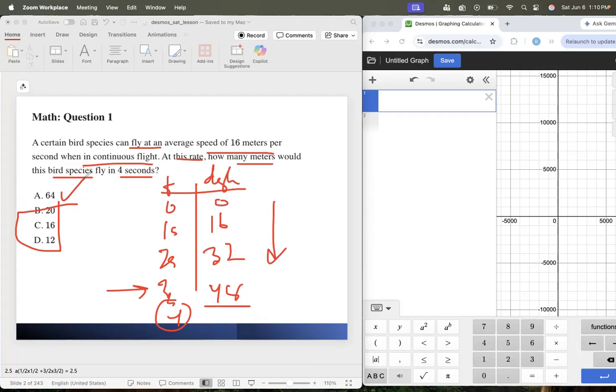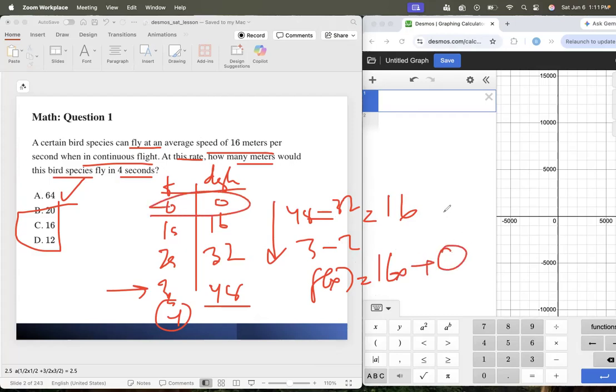But it's actually a linear function. You can find the gradient based on what? If you pick two numbers, 48 minus 32 over 3 minus 2, your gradient is 16. That means f of x is equal to what? 16x. And our y-intercept has to be 0, since it's the beginning, right? So this is 0. Therefore, our function is what? 16x. And therefore, we can plug in 4 here and we can get the answer right away.